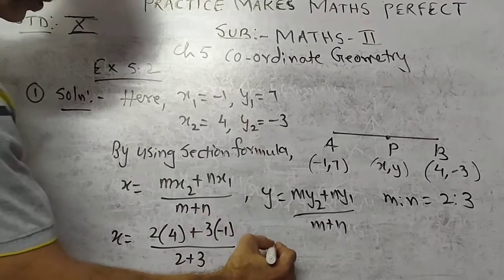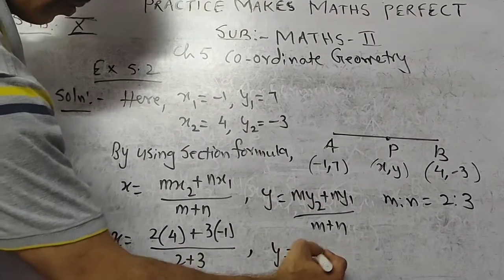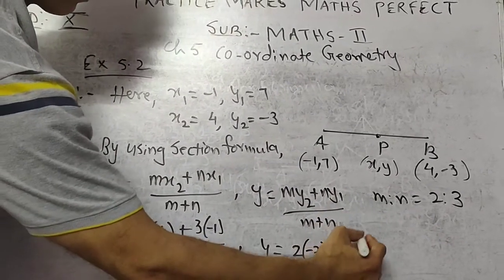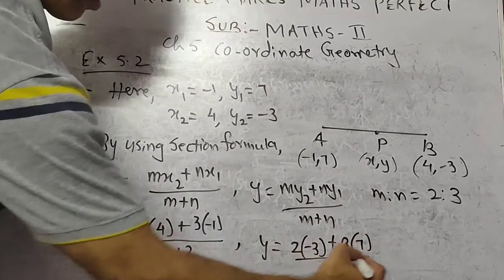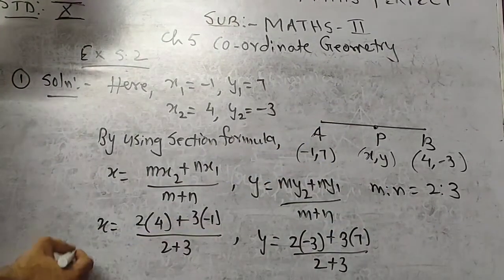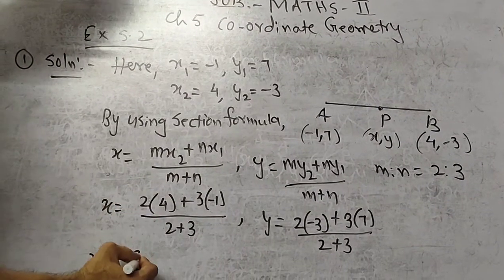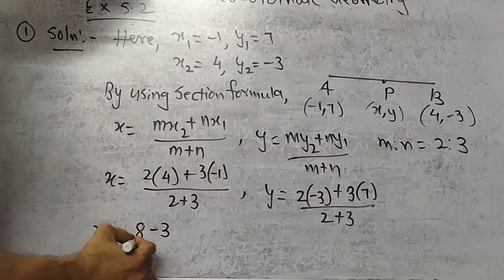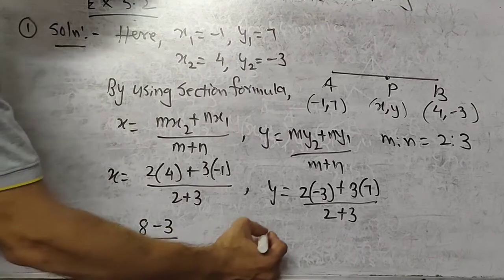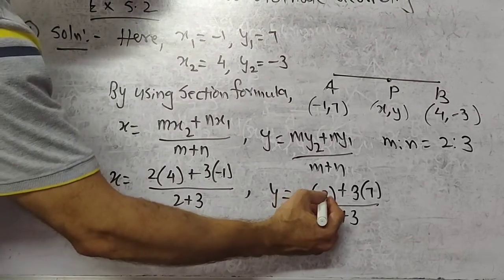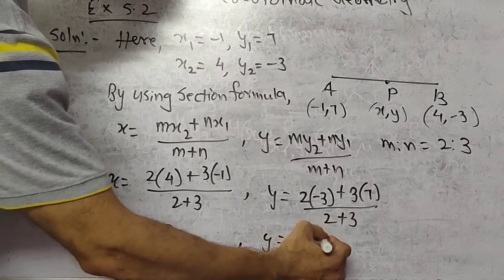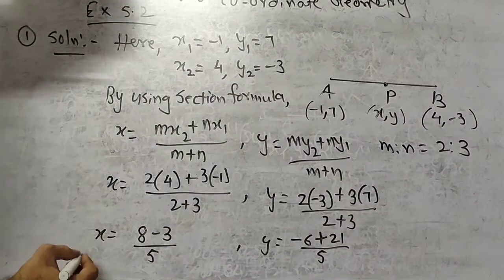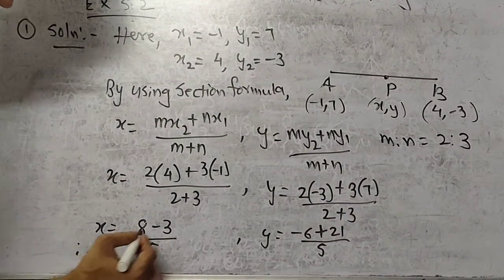Here also same, y is equal to m is 2, y2 is -3, plus n is 3, y1 is 7, upon 2 plus 3. Same way, therefore x is equal to 4 2s are 8, 3 1s are 3. 3 into -1 will be -3 upon 5. Here also y is equal to 2 into -3 is -6 plus 21 upon 5. So you will get, therefore x is equal to 8 minus 3.